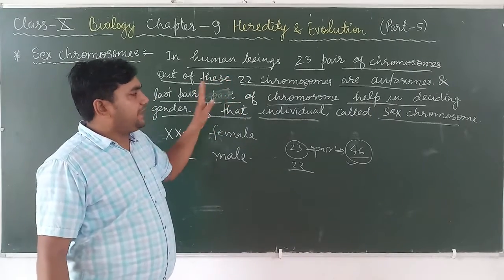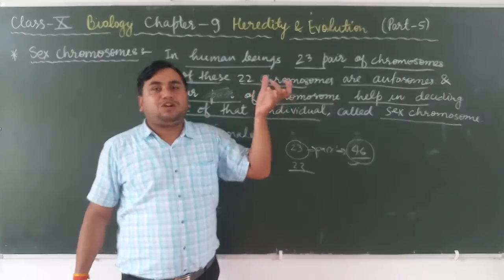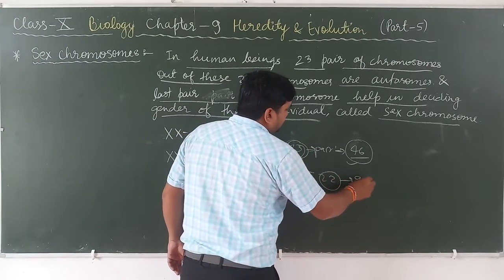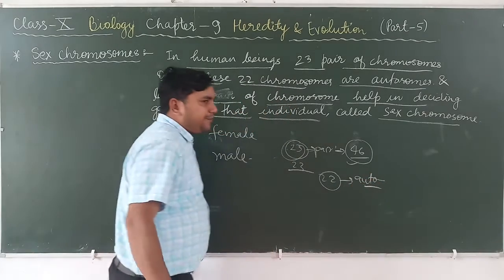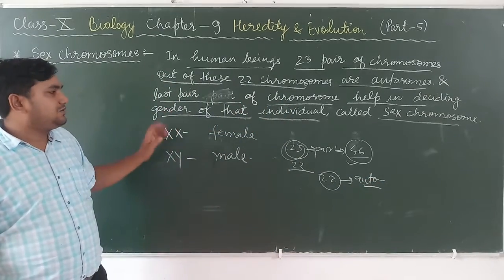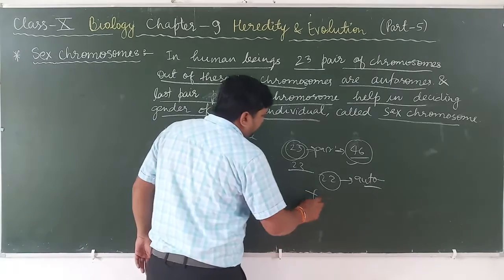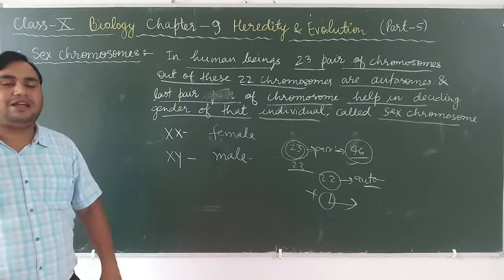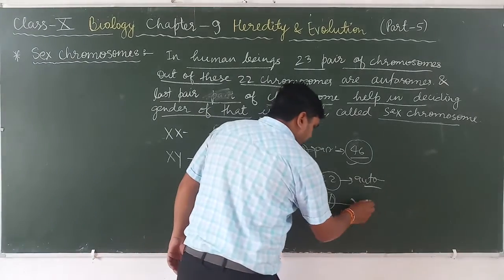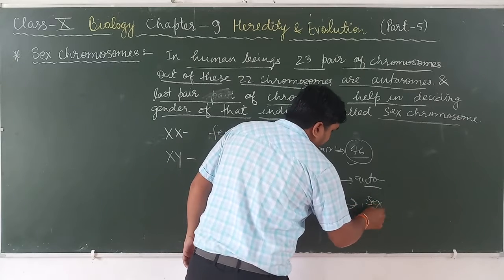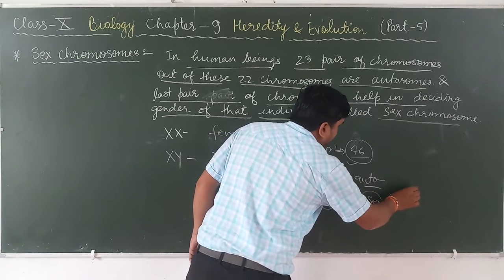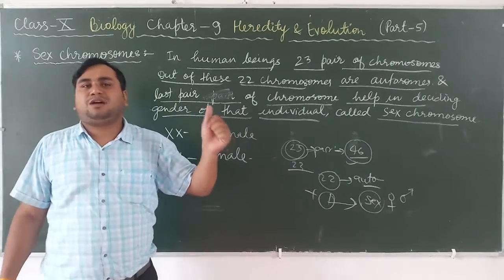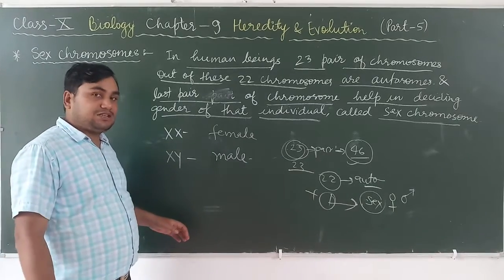23 pairs of chromosomes are found in everyone, but only 22 pairs are autosomes. They are matched together, and the last pair is responsible for deciding the sex of that particular individual. This last one tells us whether the individual is male or female.